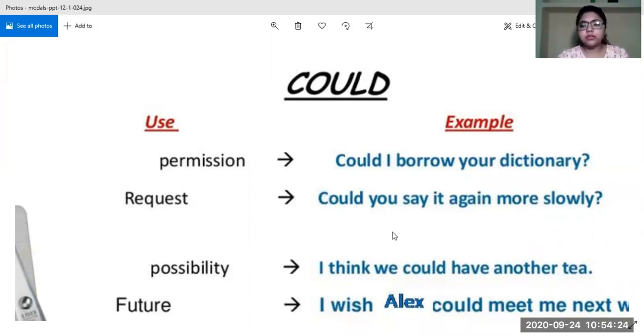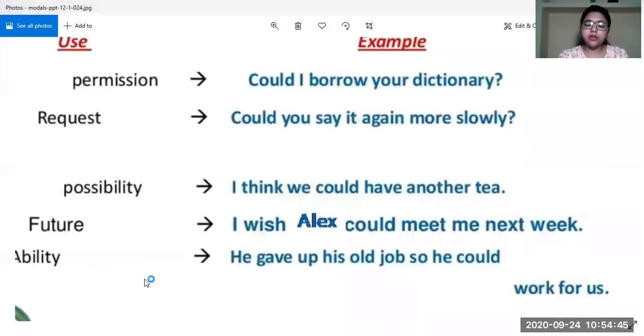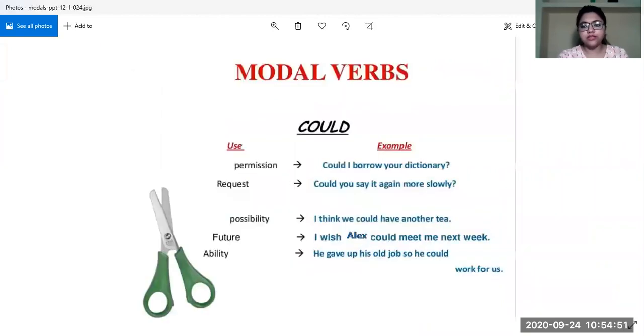Then request. Could you say it again? A more polite request. Then there's possibility also. I think we could have another test. This is the possibility. Then it also represents a future event, like I wish Alex could meet me next week. Again, it also represents ability in the past. He gave up his job so he could work for us, right? So these are all the representations of could.